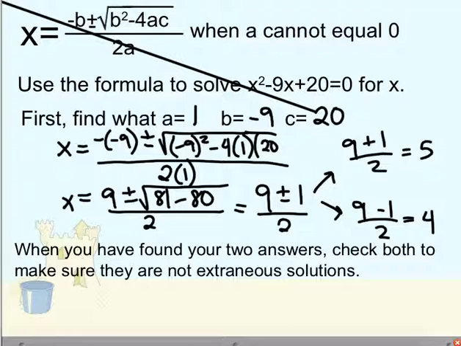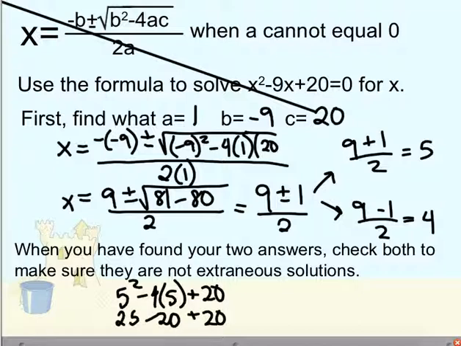Now, when we have found our 2 solutions, check both to make sure they are not extraneous solutions, especially making sure that we don't get a square root of a negative number underneath the radical, okay? Or in this case, really, we just want to make sure that when we plug it into our equation, it makes sense. That's the easiest way to do this. So if I say x is 5, we have 5 squared minus 4 times 5 plus 20. So we have 25 minus 20 plus 20.